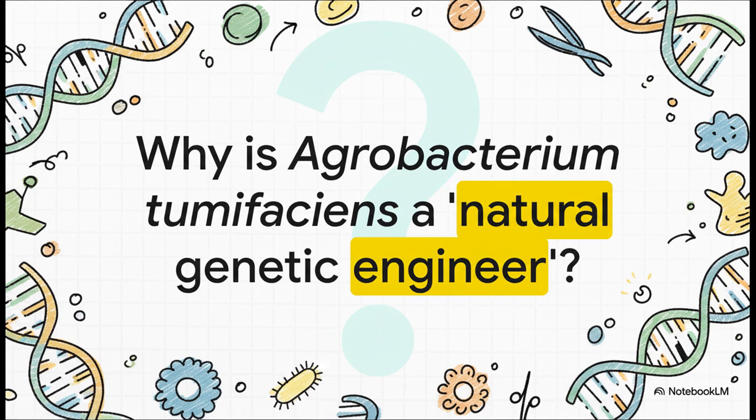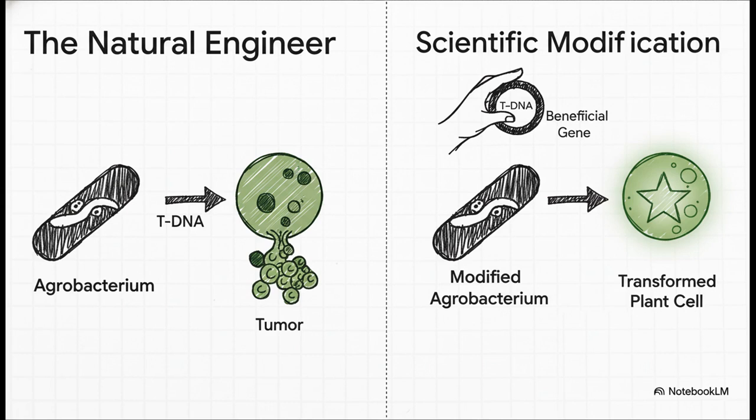Think carefully. Why is the bacterium Agrobacterium tumefaciens called a natural genetic engineer? Think about what it does in nature and how we've used that. The answer is so clever. So this bacterium is basically nature's own expert hacker. In the wild, it infects plants and injects a piece of its own DNA, called tDNA, into the plant's cells. And this causes the plant to grow tumors.